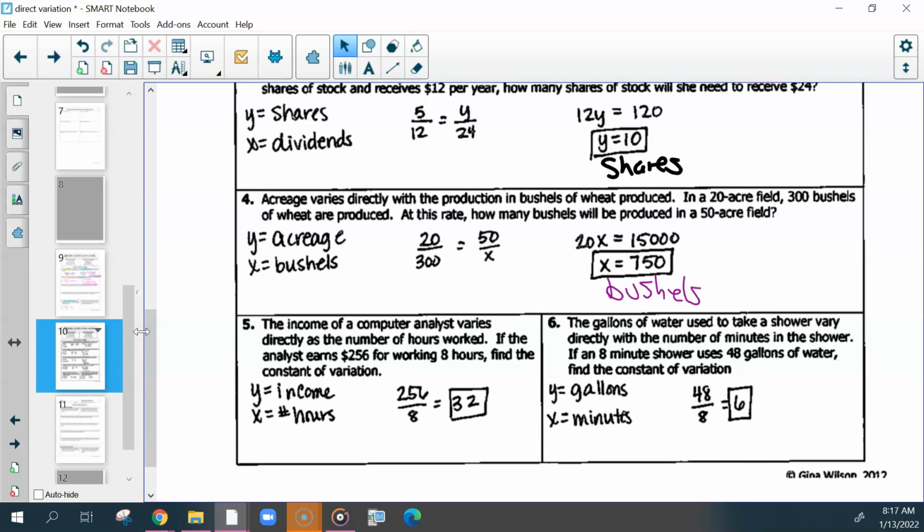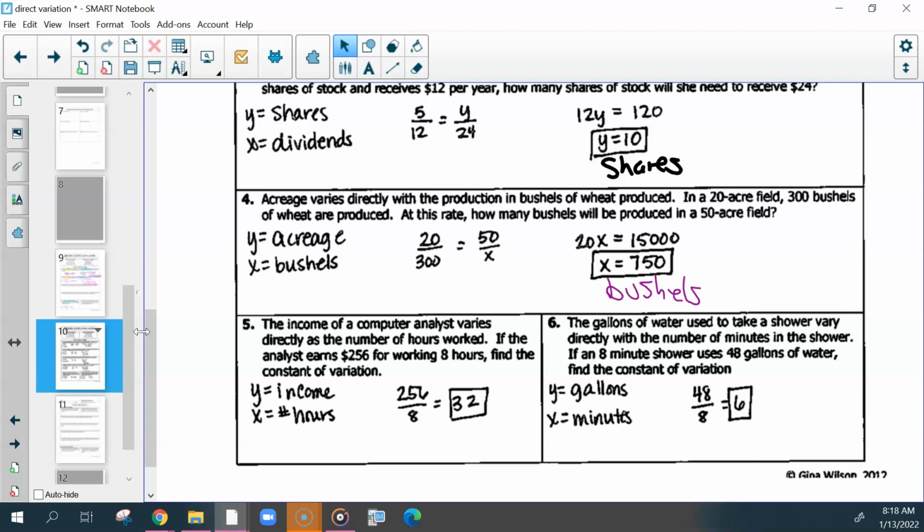Tomorrow we're going to be starting inverse variation, which is very similar to direct, but also not at the same time. And we'll be working on that tomorrow and Tuesday, or if we have a code orange, whatever day we come back to.